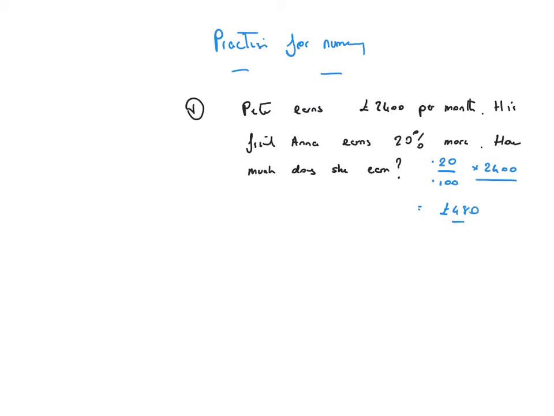Okay. Now the point is that Anna earns 20% more than Peter. Peter earns 2,400. 20% of that is £480. So Anna earns that amount more. That means Anna earns per month 2,400 plus 480, and that will give me £2,808.